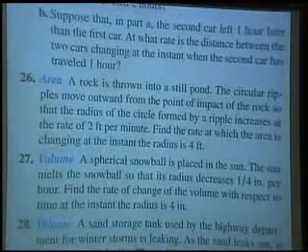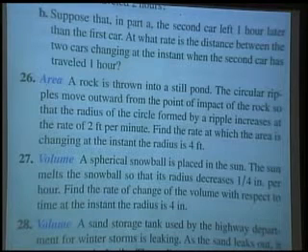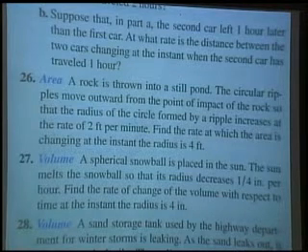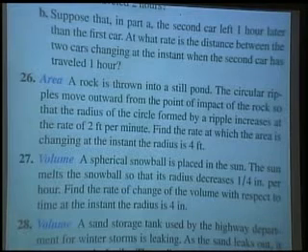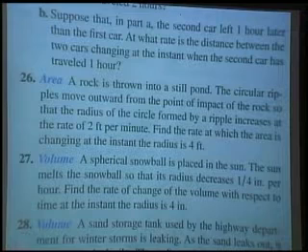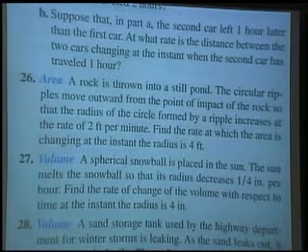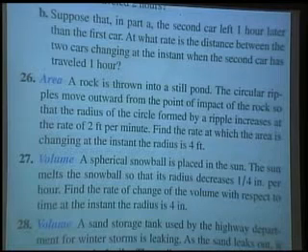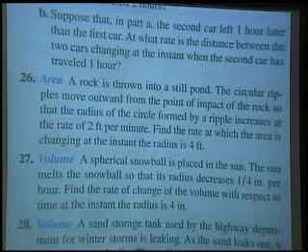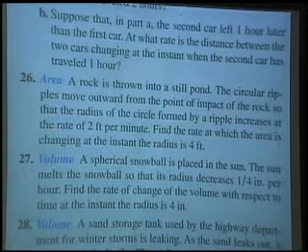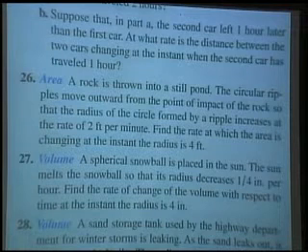The circular ripples move outward from the point of impact of the rock so that the radius of the circle increases at a rate of 2 feet per minute. Find the rate at which the area is changing when the radius is 4. Now again, just like I did yesterday on the first example, we're going to look at it, investigate it a little bit, just in terms of logic, and then we'll jump in and show how the derivative also gives us that same answer even faster.